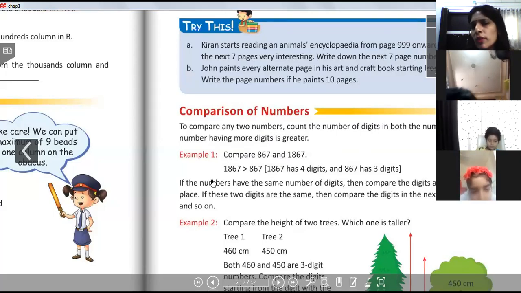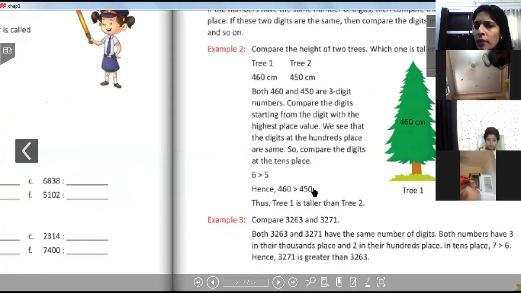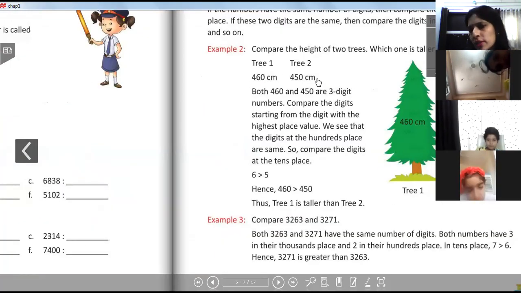So which number will be greater? The number which has more digits, that is 1867. Suppose I have two numbers with the same number of digits. 460 is a 3-digit number and 450 is a 3-digit number. In that case, how are you going to compare? You will compare the first digit, which is the same. Now you will compare the digit at the tens place. Here it is 6 and here it is 5. As we know that 6 is greater than 5, the number 460 will be greater than 450.